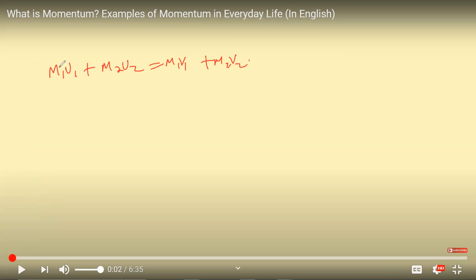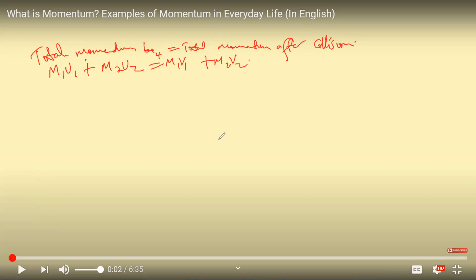In other words, total momentum before collision is equal to total momentum after collision. But you don't state it like that. This is just a numerical expression.